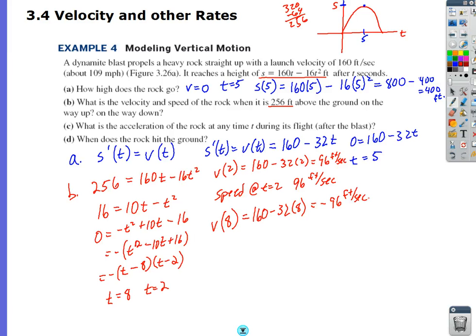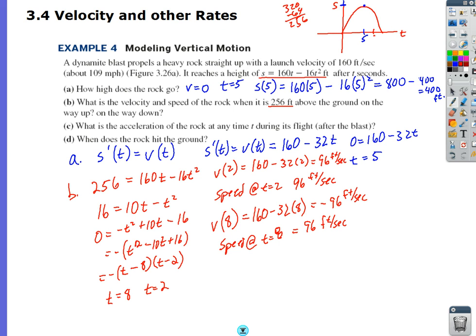All right. And then my speed, though, at t equals 8 is the absolute value, which is the same as at t equals 2, which is 96 feet per second. But let's take a moment, look at this. This negative 96 feet per second. Why is it negative at t equals 8? After 8, what's happening over here?